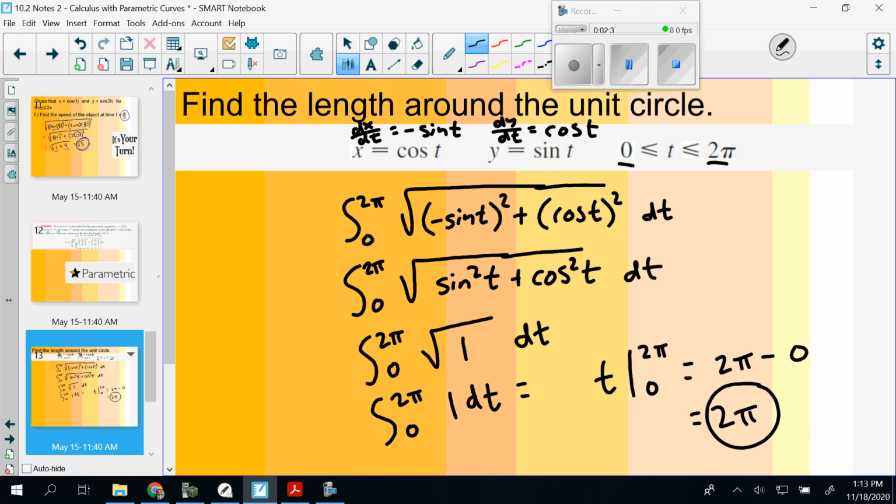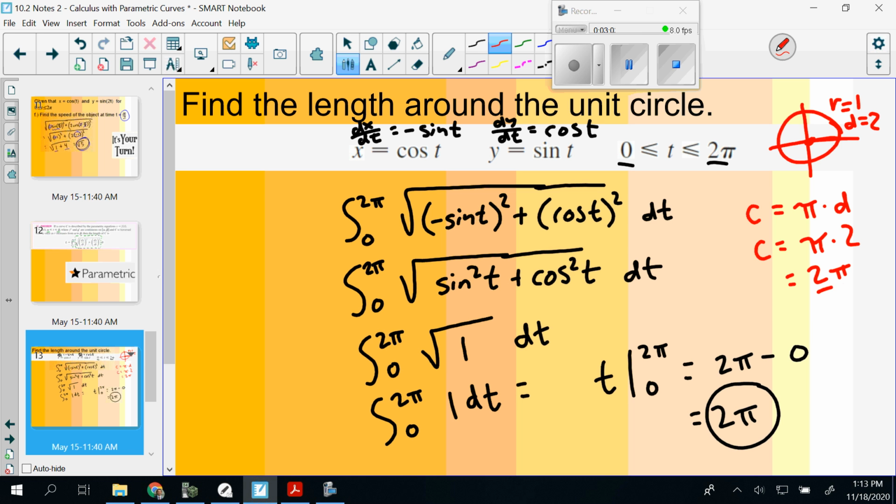Well, that should make sense. If you remember back, a distance around a circle is also called circumference, and circumference is pi times diameter. Well, the diameter of a unit circle, the radius is 1 of a unit circle, which means diameter would be 2. So you got pi times 2, which is 2 pi. So it should make sense that we get 2 pi.